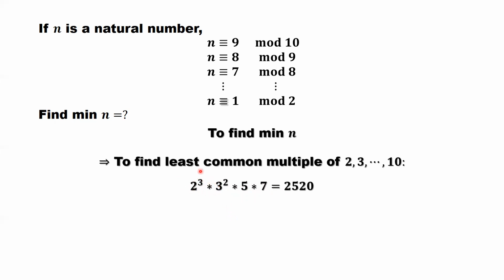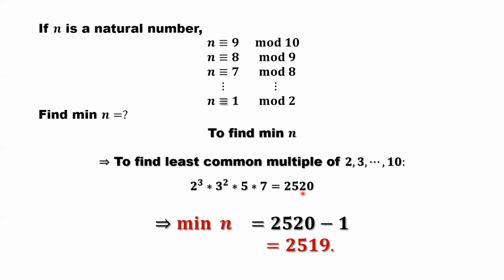So here, this is a common multiple for what? For n plus 1, not for n, right? So right now we want to find n. What's the relationship in between n and n plus 1? For n plus 1, minus 1, this result for n plus 1 minus 1, you will get n. So that's the smallest n, satisfy all conditions.